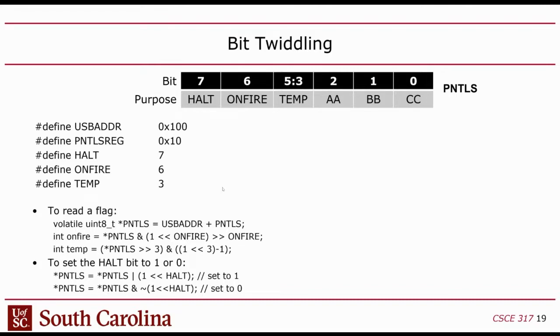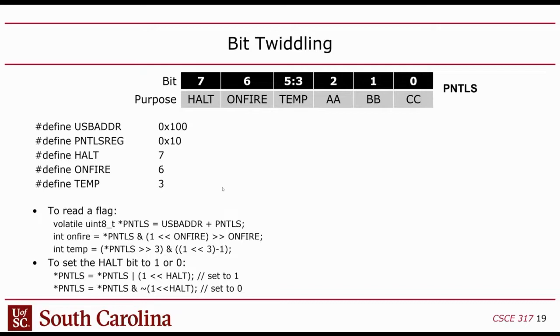So USB address is 0x100. So that's a hex value of 100, and that actually comes from the base address for the USB module. Okay, so the I/O space, remember, it started at 100 in hex, and then the PNTLS reg is actually an offset from that. So it's address 10 in hex or 16 in decimal that I have to add.